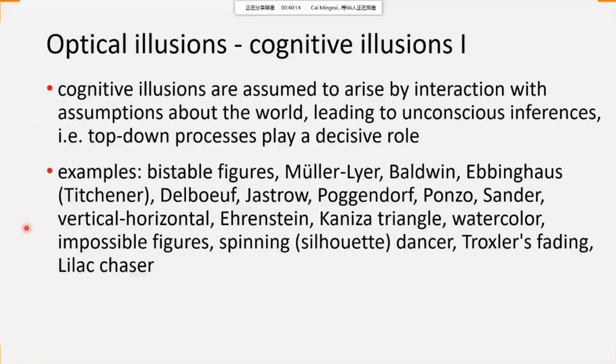There are many examples here, the bistable figures. And there are several examples named after the researchers who described them first. There is the Müller-Lyer illusion, the Baldwin illusion, the Ebbinghaus or Titchener illusion, Delboeuf illusion, Jastrow illusion, Poggendorff illusion, Ponzo illusion, Sander illusion, the vertical-horizontal illusion, the Ehrenstein illusion, the Kanizsa triangle, watercolor illusion, impossible figures, the spinning silhouette dancer, and also some examples that are related to animations then, Troxler's fading and the lilac chaser.